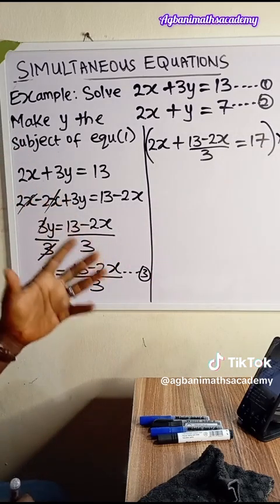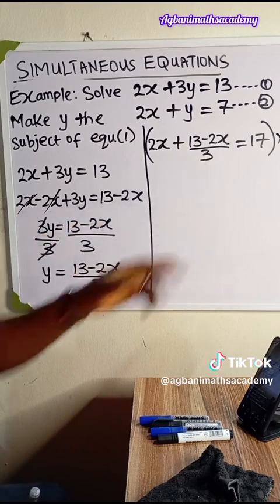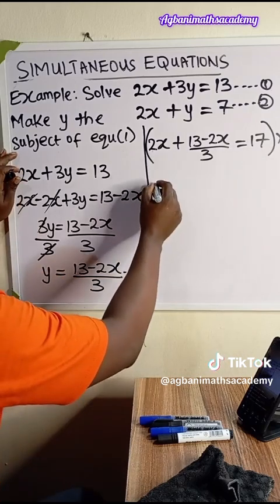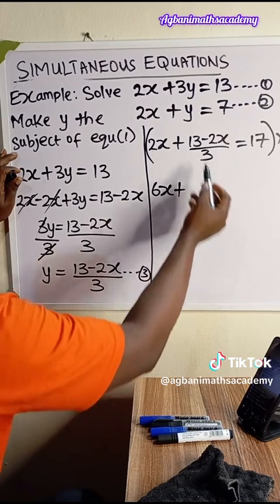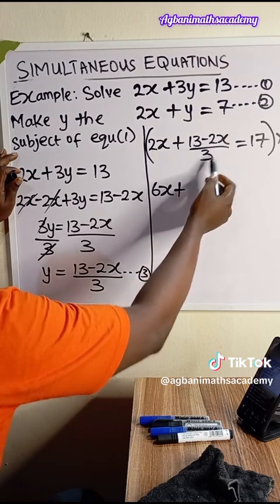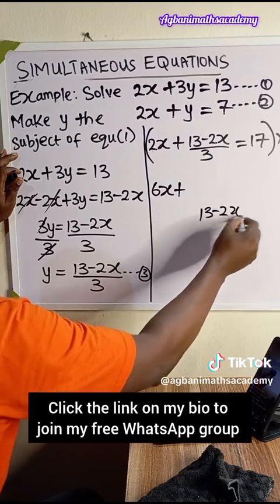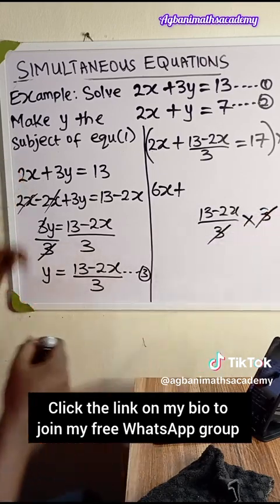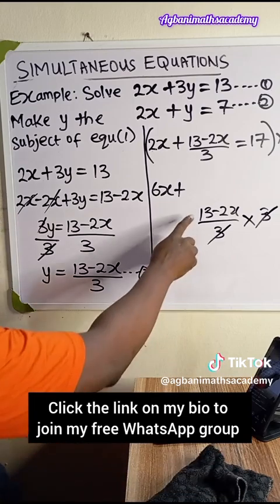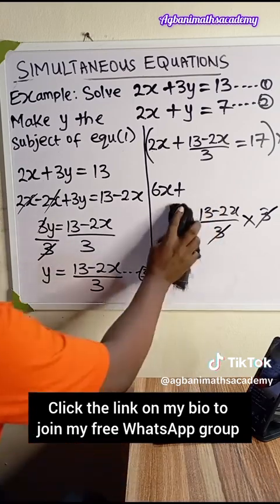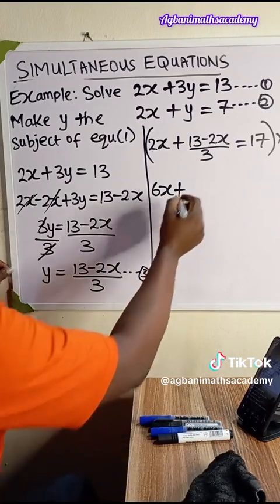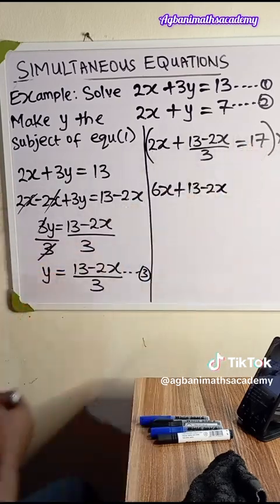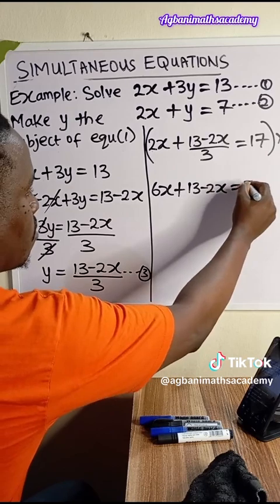When you multiply the entire equation by 3, this 3 as a denominator is going to cancel out 3, because 3 is going to multiply 2x to give you 6x, plus 3 is going to multiply 13 minus 2x all over 3. 13 minus 2x over 3 times 3. So 3 will cancel out 3. Okay, so you are going to be left with 13 minus 2x. So we have 13 minus 2x. And then 3 is going to multiply 17. That will give us 51.